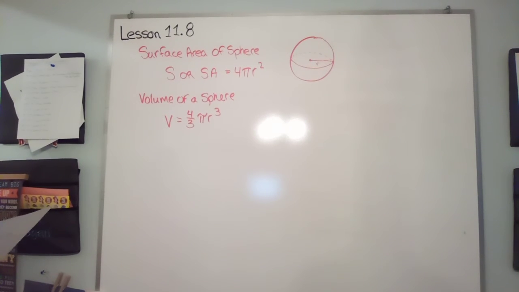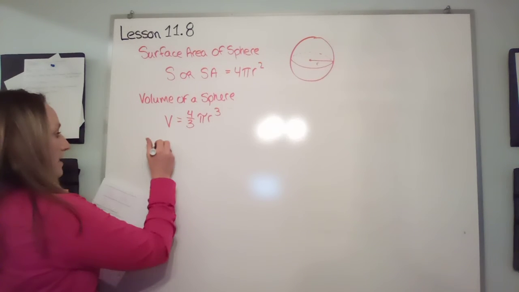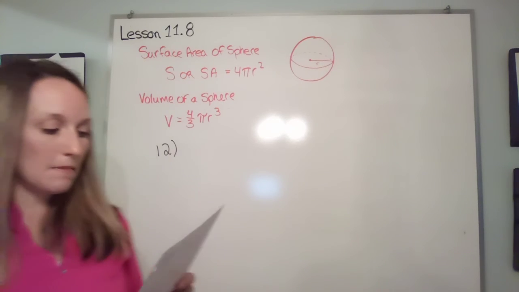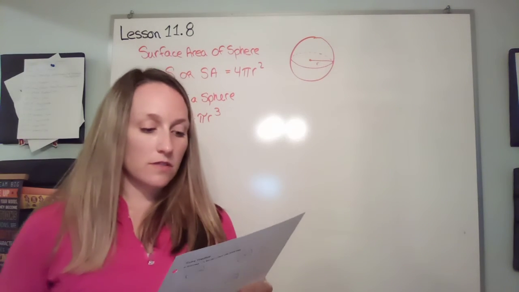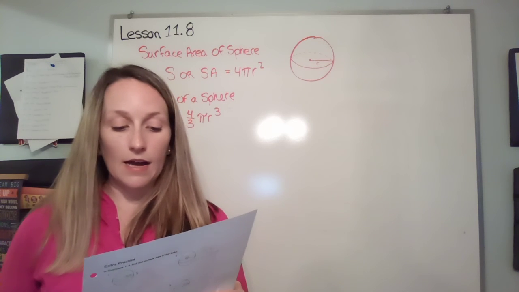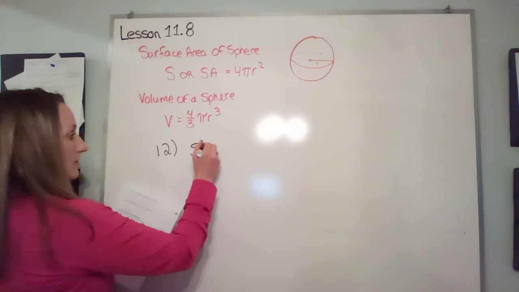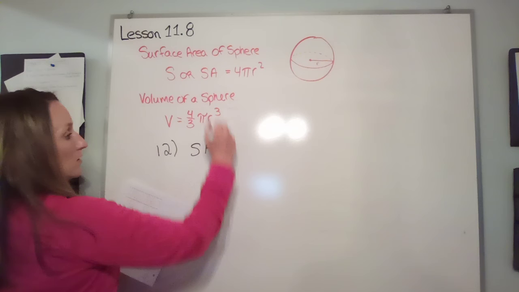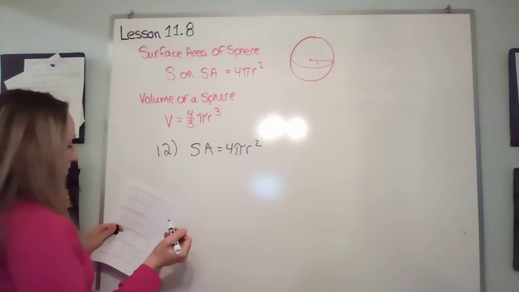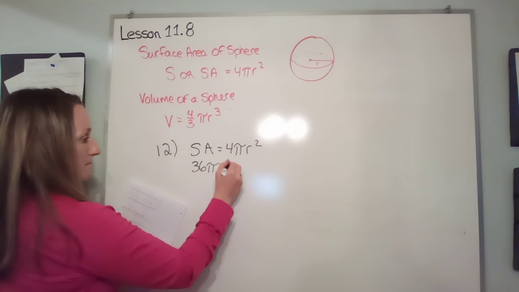Let's look at number 12. So number 12 says, find the indicated measure, the radius of a sphere with a surface area of 36 pi square meters. So we want the radius, and we're again given surface area. So surface area is equal to 4 pi r squared. We want to know the radius, and we're given that this surface area is 36 pi.